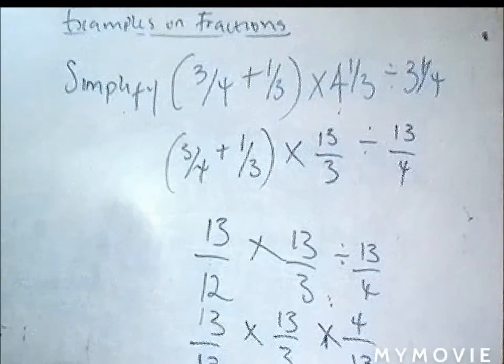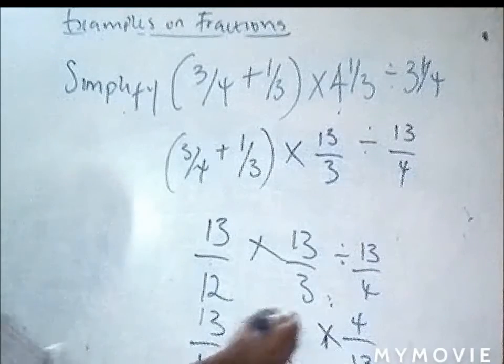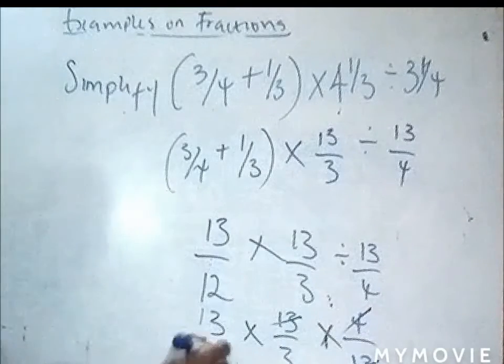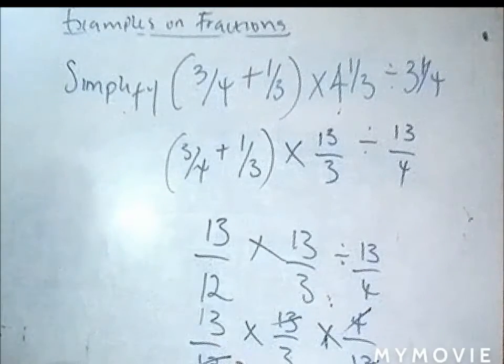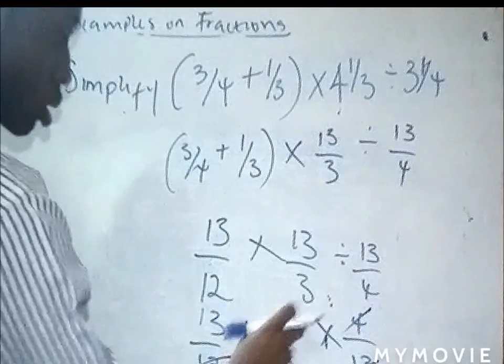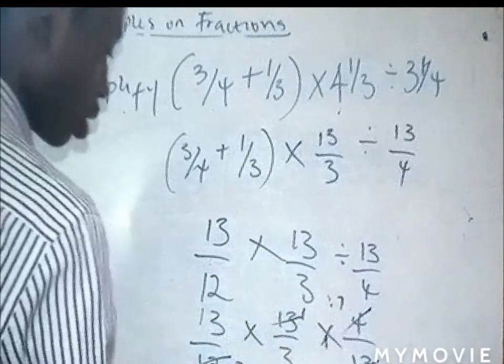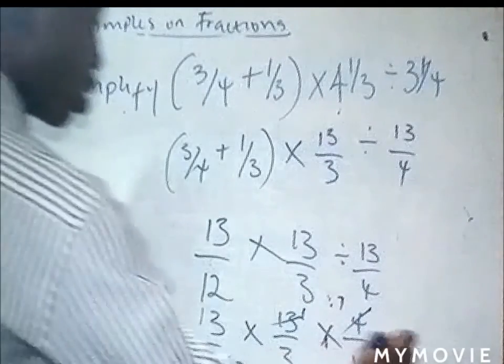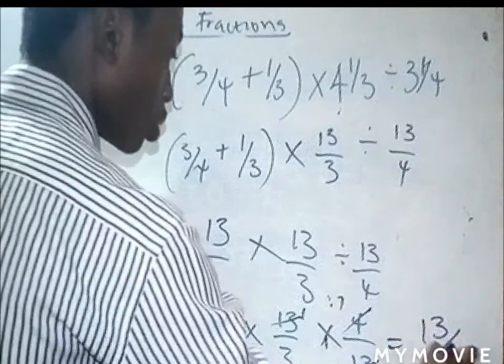So now we're left with multiplication all through. So if we have something to cancel out, we just cancel out. If not, we just multiply through. But it seems like we have something to cancel out, like 13. You can cancel out 13, which is 1, 1. Then 4 here can cancel out 12, which is 3. So we're left with 13 times 1 times 1, then 3 times 3. So we are having 13 all over 9.